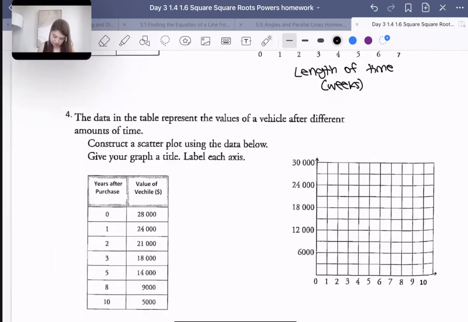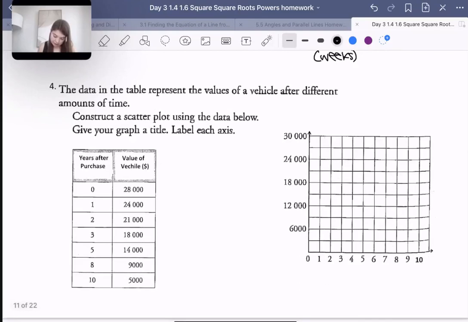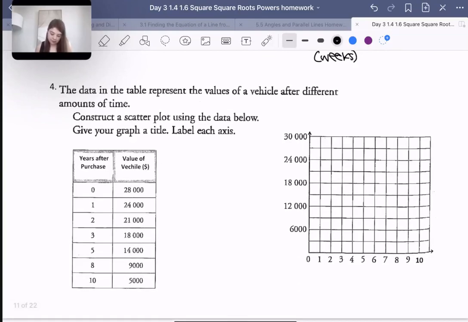Let's do example 4, and then that's it for today. The data in the table represent the values of the vehicle after different amounts of time, right? Because vehicles depreciate in value, meaning that they lose value every year. Now, I don't think they actually do it quite like this, but let's just say they do. Construct a scatter plot using the data below. Give your graph a title and label each axis.